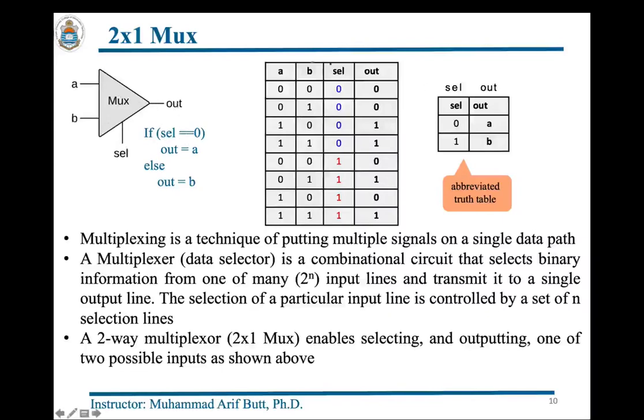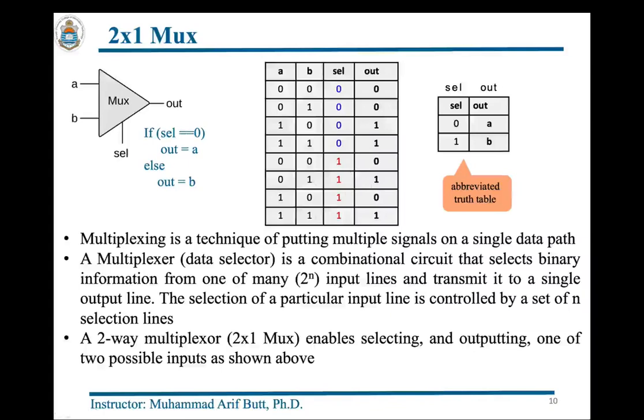The same behavior is shown in this truth table as well. You can see that if the select is 0, in the first 4 rows of this truth table, the output will always contain A. So this A is mapped here, this A which is 1 is mapped here. In these 4 rows of the truth table, the selection bit is 1, so the input B will be placed on out. You see this B 0 is placed here, this 1 is placed here, this 0 is placed here, this 1 is placed here.